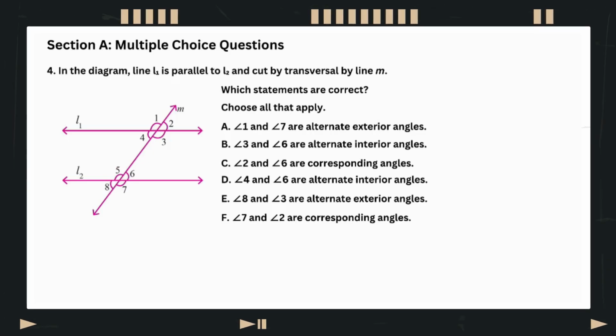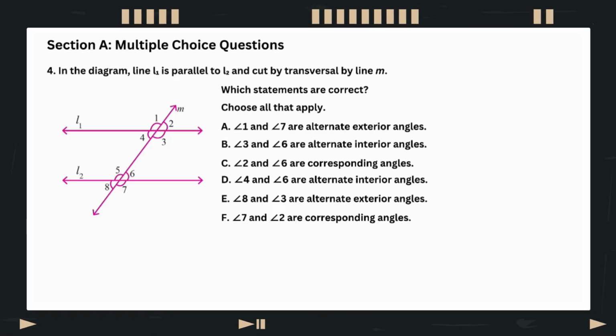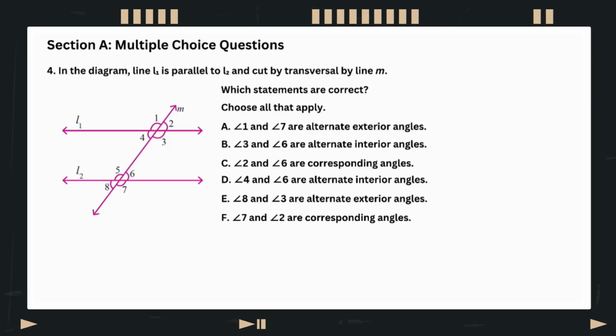Alright? On the other hand, we also have corresponding angles. In here, we can see that angle 1 corresponds to angle 5. Angle 2 corresponds to angle 6. Angle 3 corresponds to angle 7. And angle 4 corresponds to angle 8. So, these pairs of angles are equal to each other. Now, let's apply all that to the given options. Angle 1 and angle 7 are alternate exterior angles.